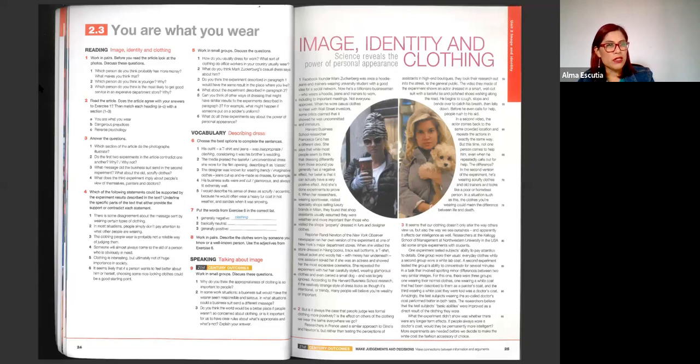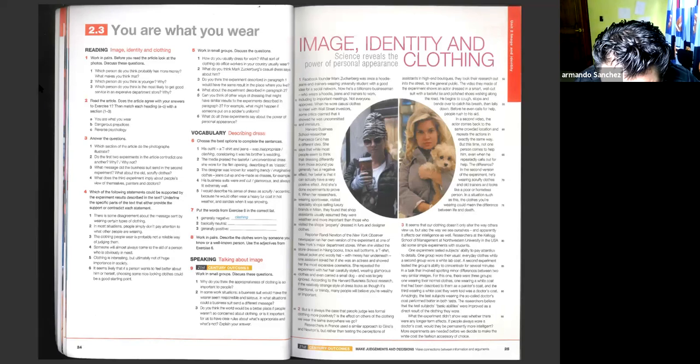In a second video, the actor comes back to the same crowded location and repeats the actions in exactly the same way. But this time, no one comes to help him, even when he repeatedly calls out for help. The difference in the second version of the experiment: he is wearing scruffy clothes and old trainers and looks like a poor homeless person. In a situation such as this, the clothes you are wearing could mean the difference between life and death.